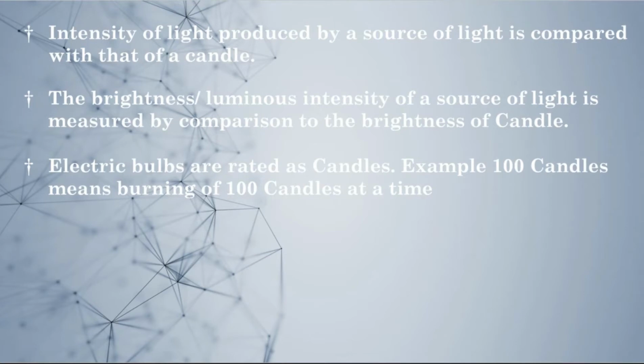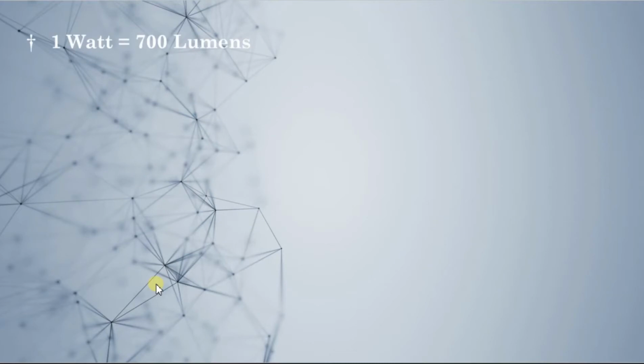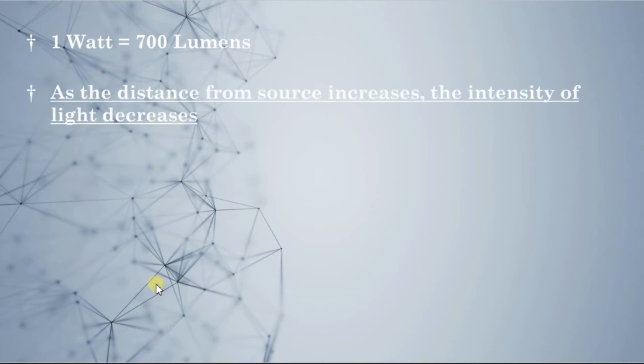Now the unit of intensity of light is called the candle power. The modern unit of intensity of light is the lumen. 1 lumen is equal to 12.56 candle power. Now 1 watt is equal to 700 lumens. The bulb rating is given in terms of watts or candles, such as a 15 watts LED or 28 watts LED. So these are the units that you are able to find on the bulb. Next, as the distance from the source increases, the intensity of the light decreases. This is one of the important points that should be kept in mind.